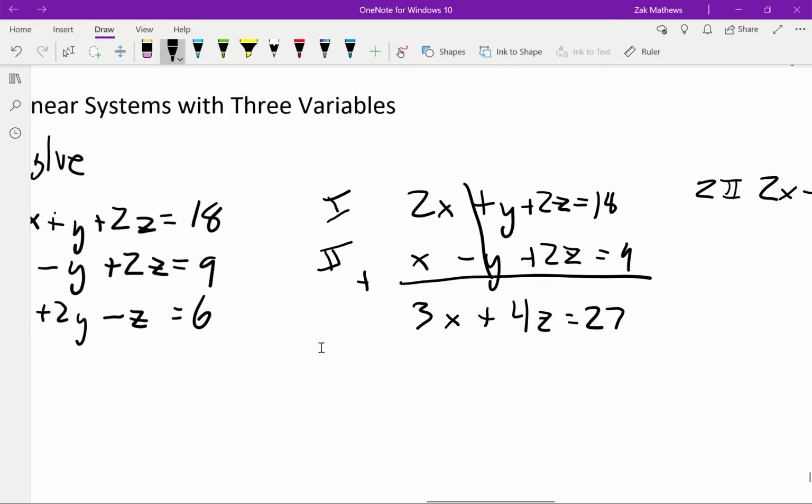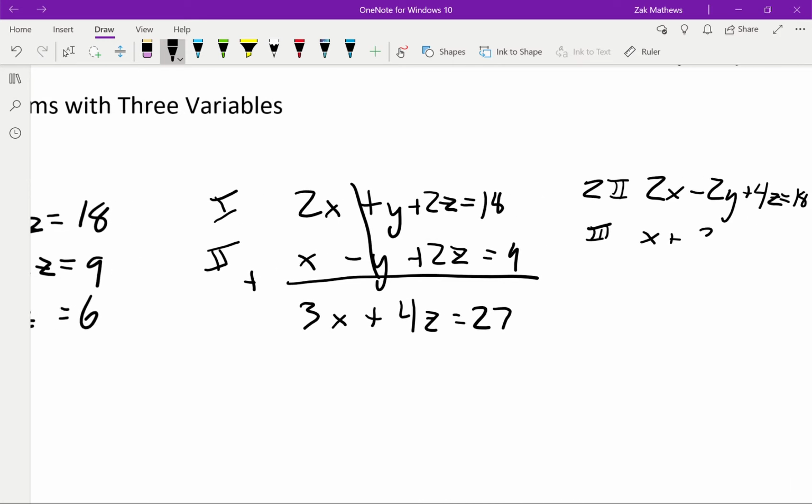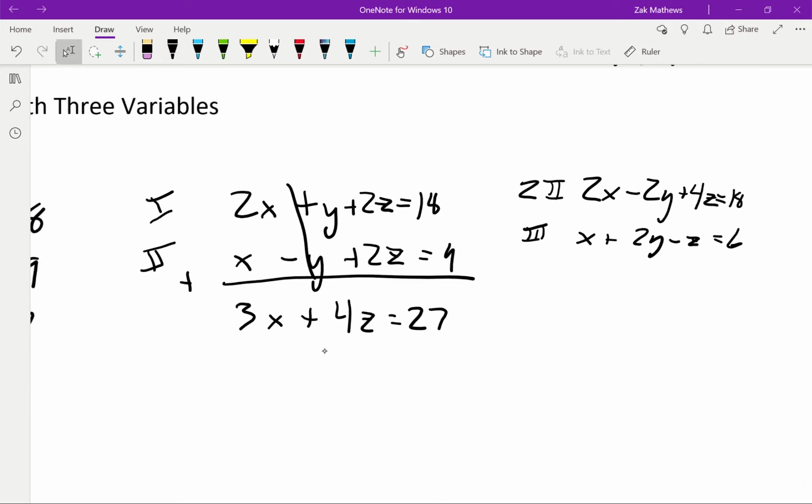And then I'm going to copy that third line over exactly as it was. So we have x plus 2y minus z equals 6. Now that those y's have the same coefficient except with opposite signs, I can add them to eliminate. 2x plus 1x is 3x. The y's cancel. And then we have 4z minus z, that's going to be 3z. And 18 plus 6 is 24.